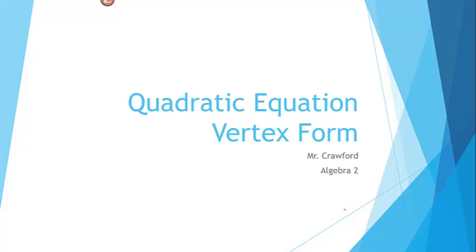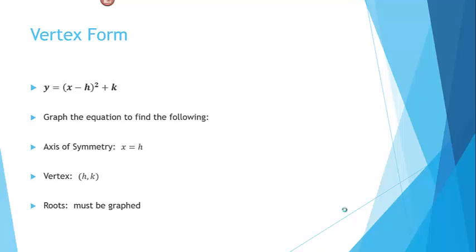Howdy. This video will focus on the vertex form of the quadratic equation. The vertex form is this equation right here: y equals (x minus h) squared plus k. And this looks an awful lot like the transformations, right? Whatever's on the inside, we have an inside, and we have an outside, okay?